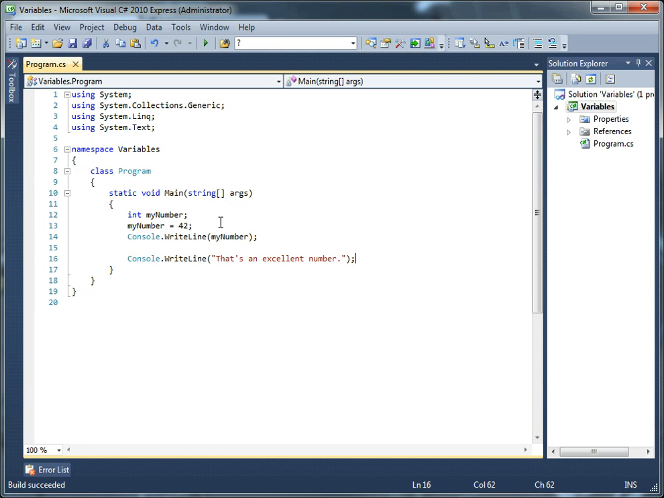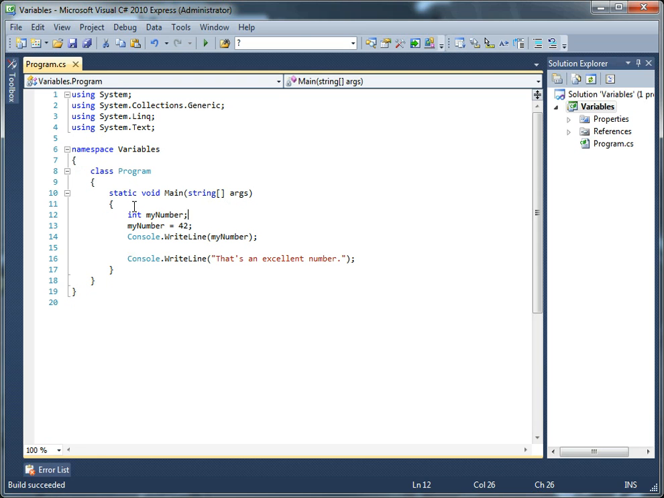So what's a variable? A variable is a place to store data. That's all it is. The data may be simple, like the number 42, or it could be complex. We'll start simple and work our way up, but either way, a variable just stores data. The syntax for declaring a variable is on line 12 here.